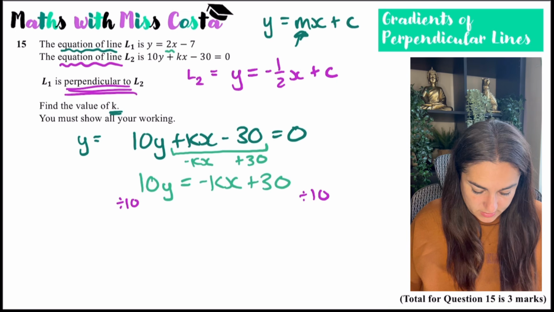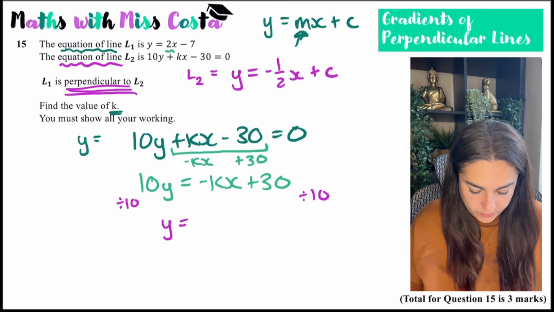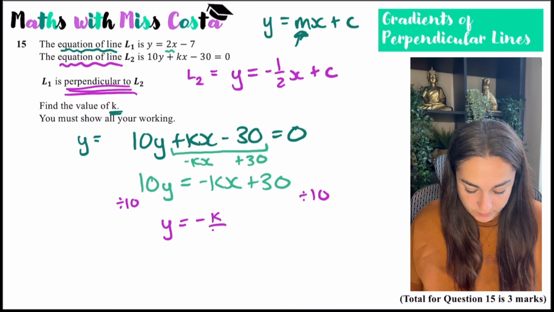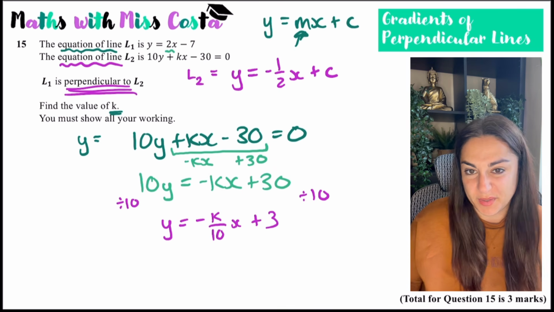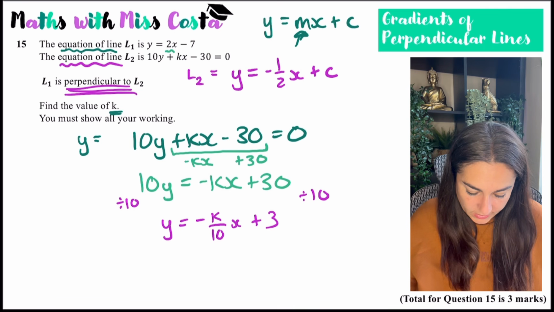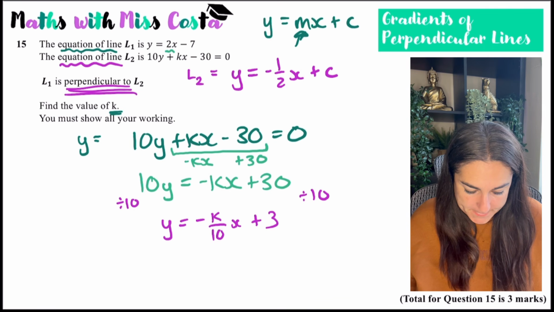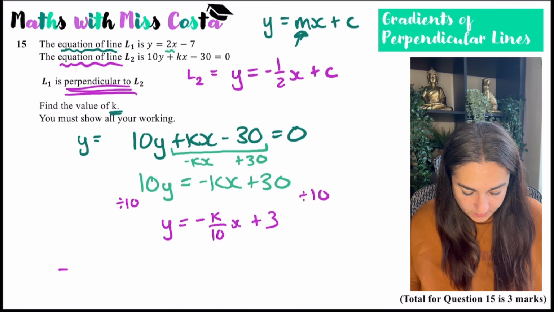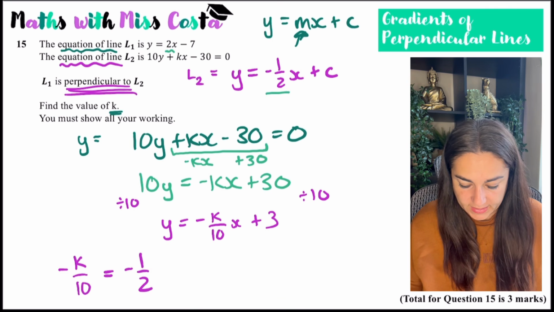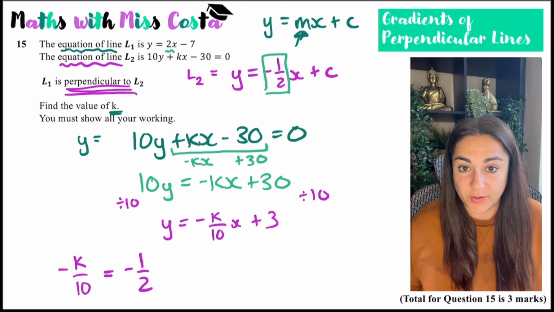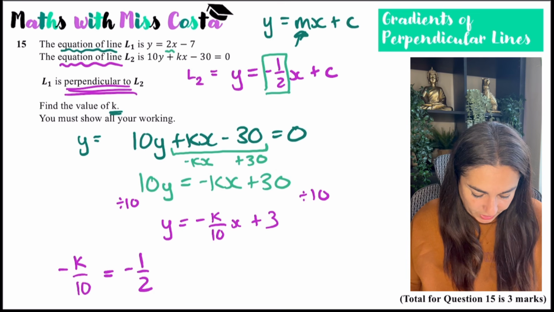So y would be minus k over 10x plus 3. I mean, the y-intercept doesn't matter so much, but we may as well. So I know that minus k over 10 must be equal to minus a half, because I have worked out over here that the gradient of line 2 is minus a half.